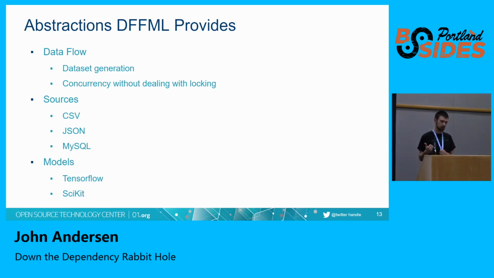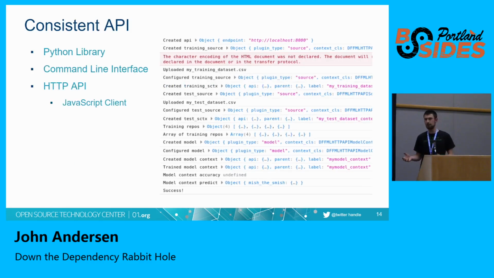We've got sources for CSV files, JSON, and MySQL, and we've also got some models for TensorFlow and scikit to do a few things there. We provide a consistent API across the command line interface, the library, the HTTP API, and by extension, the JavaScript API that works with the HTTP API. This is a bunch of console log from doing all the same things we were doing in Python, now from JavaScript, hitting the HTTP API.